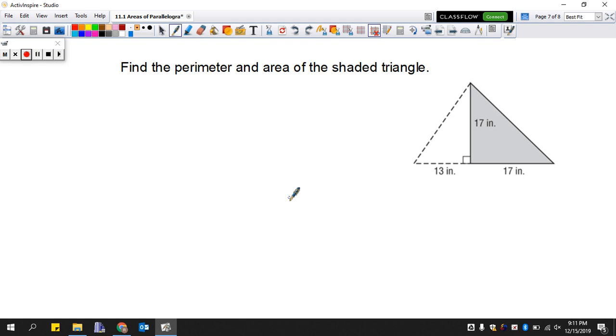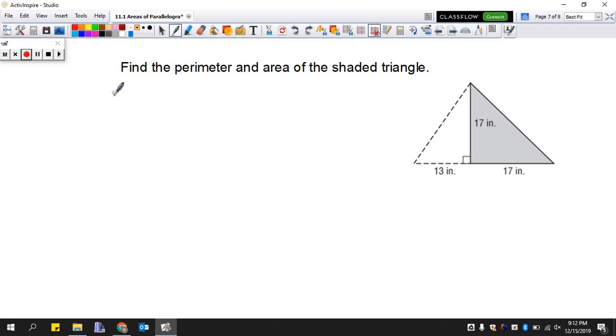All right. Next triangle. The shaded triangle is an isosceles triangle. It has two sides that are the same. It doesn't really matter, but here you're going to find it easier to multiply the two together and then divide by 2 in order to find the area. But first we need to find the perimeter.